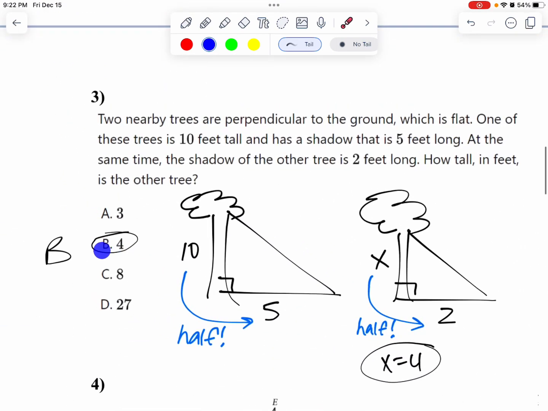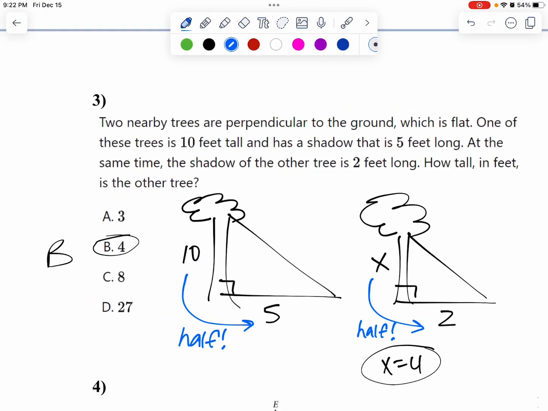Let's talk about number 3. I have students every year when I teach geometry, they struggle so much with questions like this, but they should be so simple. And again, it's the laziness, it's the fact they don't want to draw a picture.